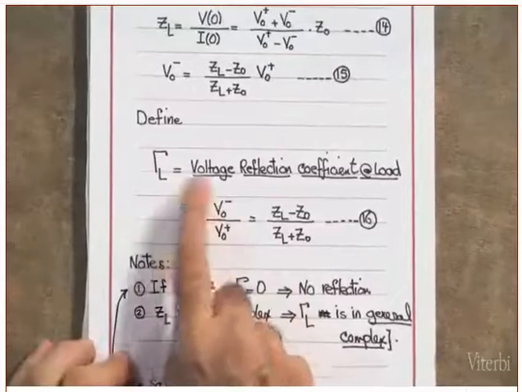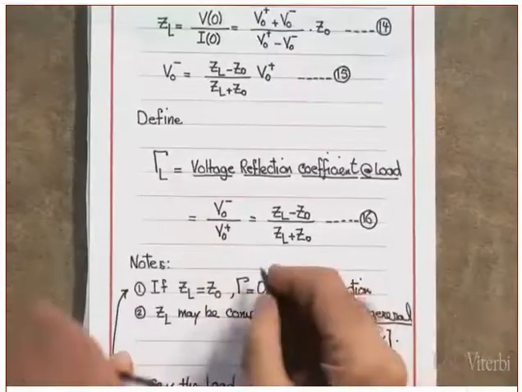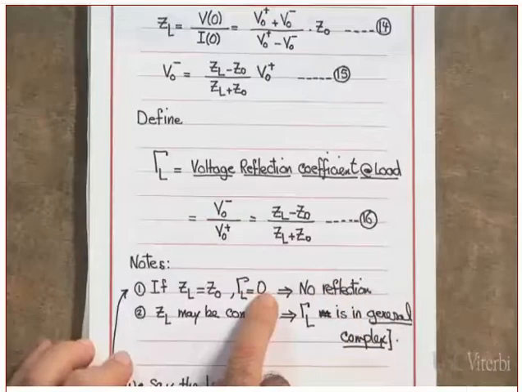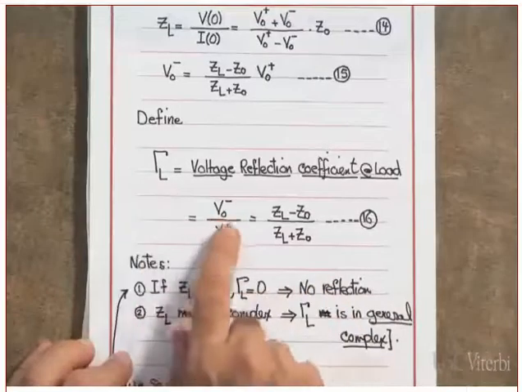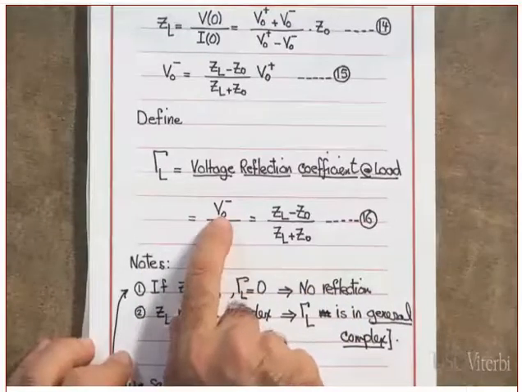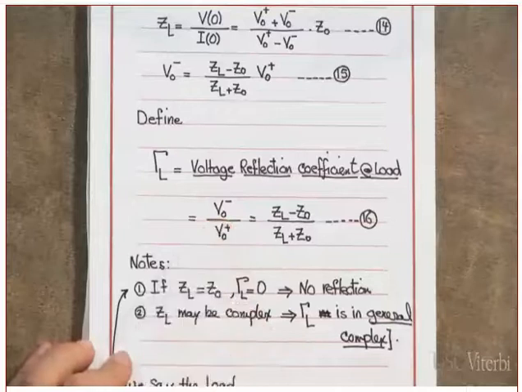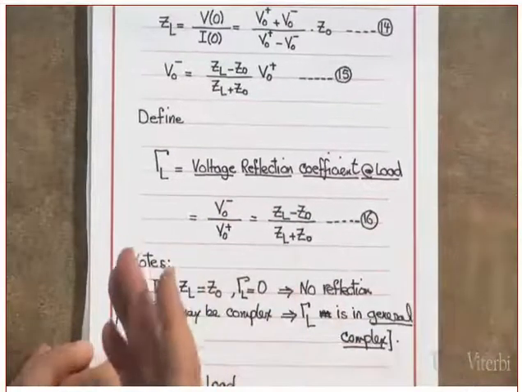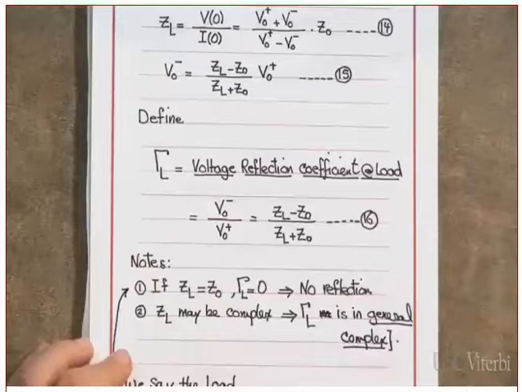What will happen? Gamma L will be equal to 0, which means there is no reflection. Good or bad? That is good. Are you following or not? Good. There is no reflection. Clear? Okay.